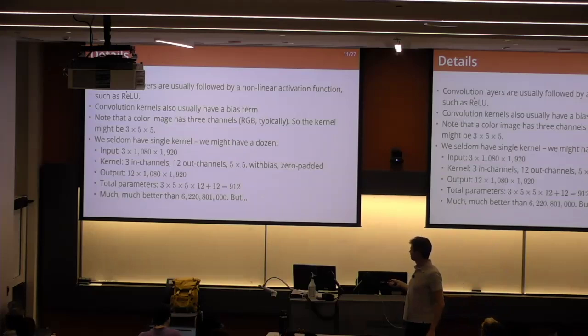Did I do the multiplication wrong? 3 times 5 times 5 times 12. 3 in channels, 12 out channels, 5x5 kernels with the bias, so 1 for every one of the out channels, 0 padded, so it's the same size in and out. Where's the plus 12 come from? The bias terms.